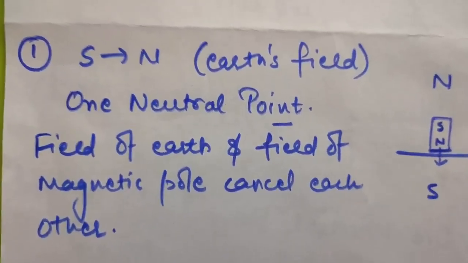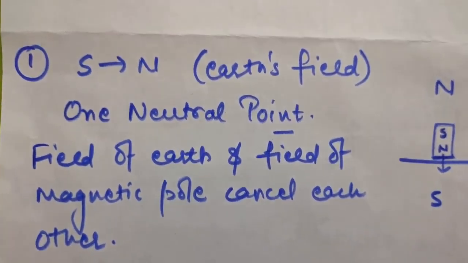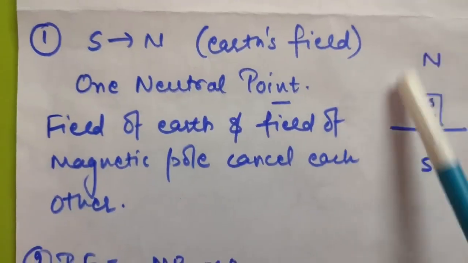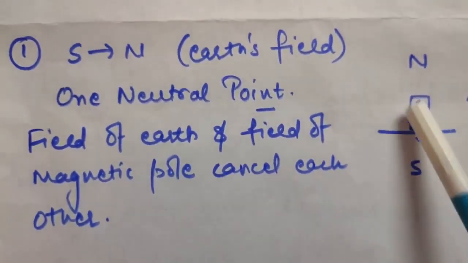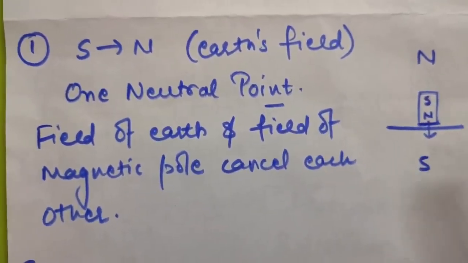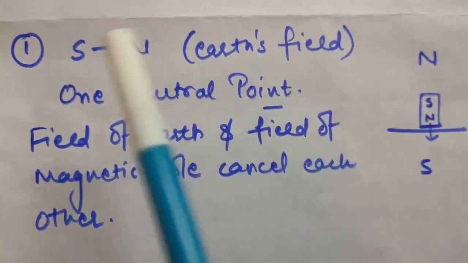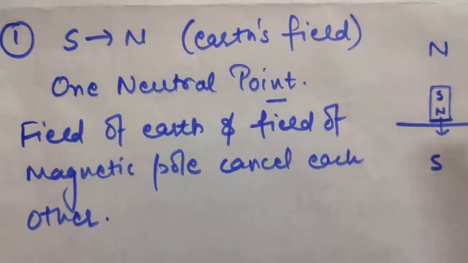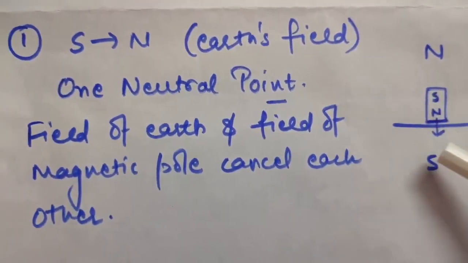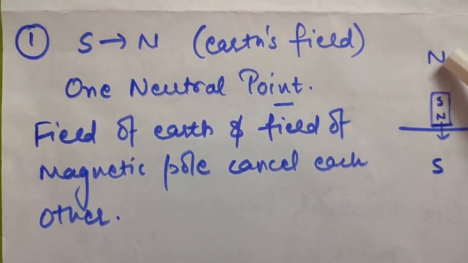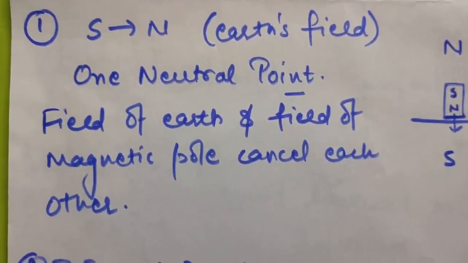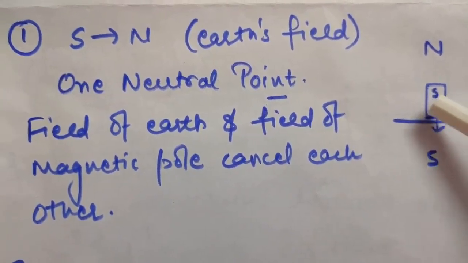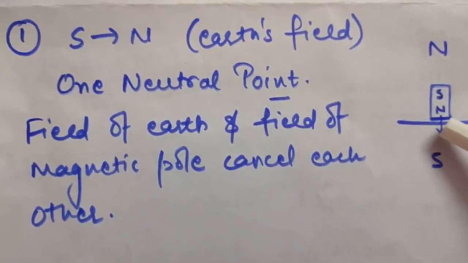how many neutral points on a horizontal board are there when a magnet is held vertically on the board? Okay, so now suppose this is a vertical board and a magnet is held vertically on this board. Now you know the Earth's magnetic field points from geographical south to geographical north, and see at this point the magnetic field lines will be pointing from geographical south to geographical north for the Earth's magnetic field, and because this is north, so the magnetic field lines will be outward due to this magnetic pole.